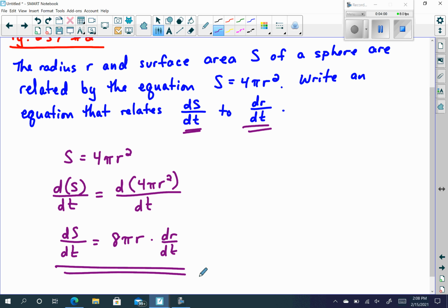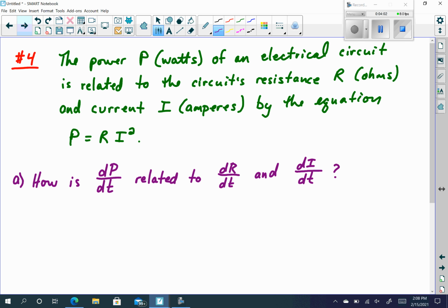All right, let's take a look at number 4. In this problem, it tells us the power P in watts of an electrical circuit is related to the circuit's resistance R in ohms and current I in amps by the equation P is equal to R times I squared. There are 2 parts here. The first is how is dP over dt related to dR over dt and dI over dt. So it's the rate of change of power, the resistance, and the current, all with respect to time.